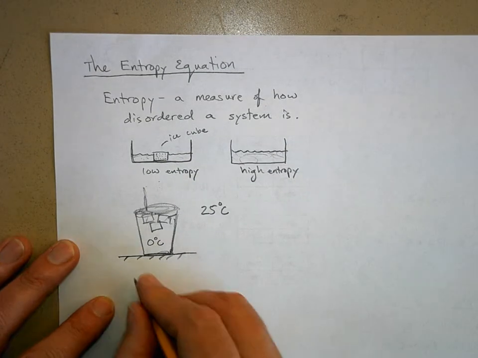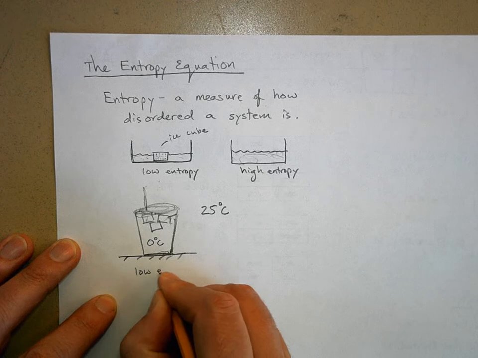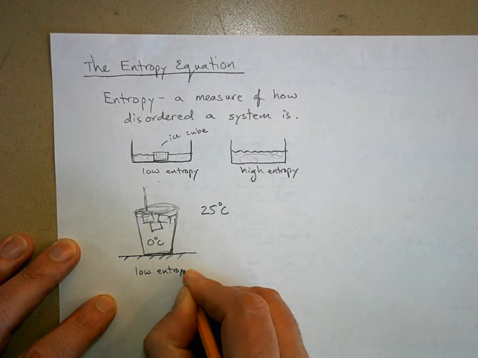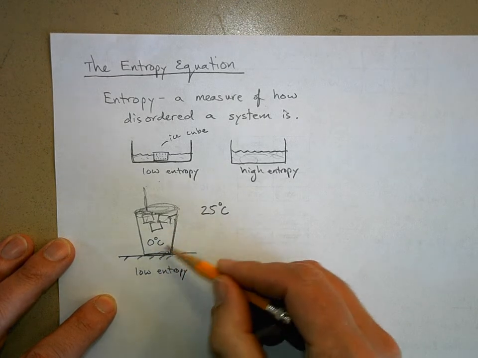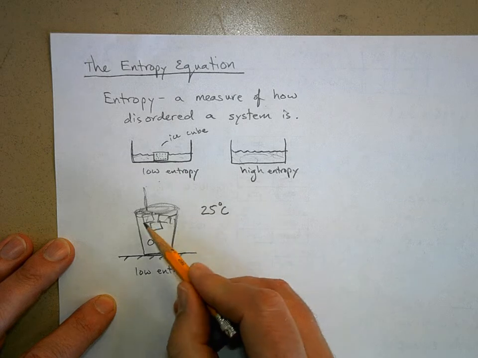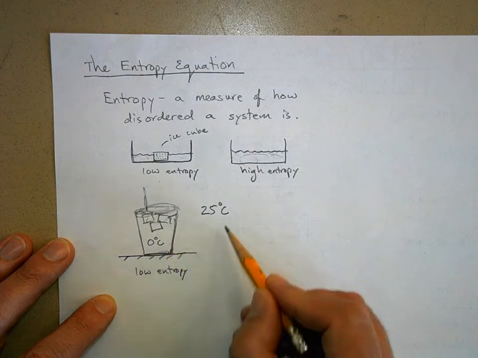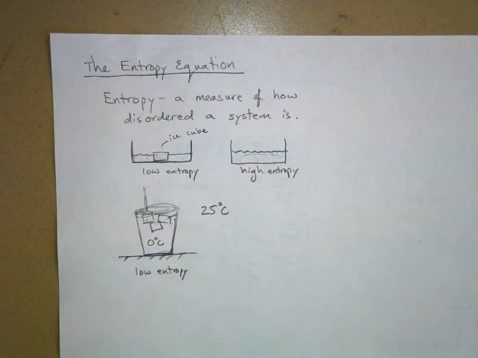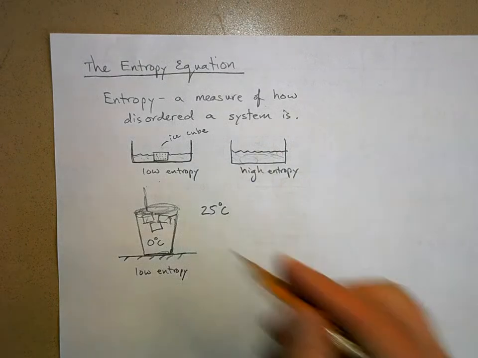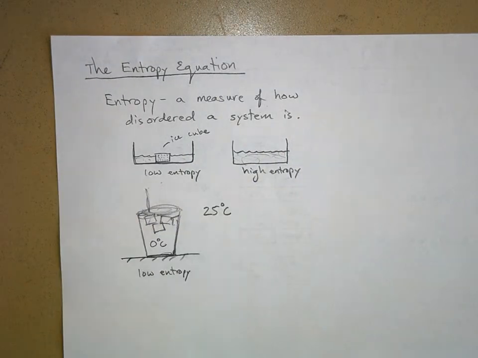This is low entropy, meaning that this is pretty organized. I've got cold stuff over here. I've got molecules arranged in nice, neat crystals in the water. In the ice. And the water's cold. And out here are all these fast-moving molecules that have a higher temperature, and they're separated from these slow-moving. So everything's nice and orderly, relatively speaking.